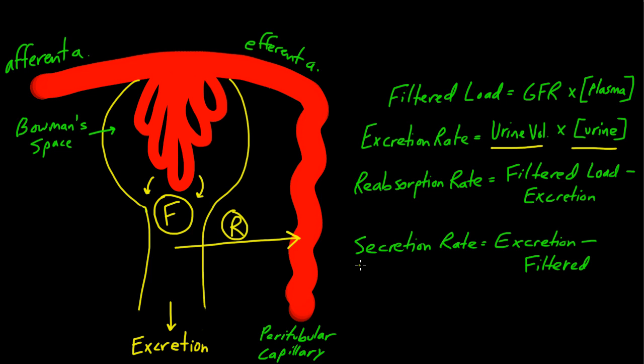What about a measurement for secretion? That's moving in this direction. So if something is secreted, whatever it was, it did not get filtered very much, and it would move from the peritubular capillary into the tube. I'll put an S for secretion here, just to save space. So to measure the rate of secretion, all you do is measure what was excreted and subtract the amount that was filtered, okay?